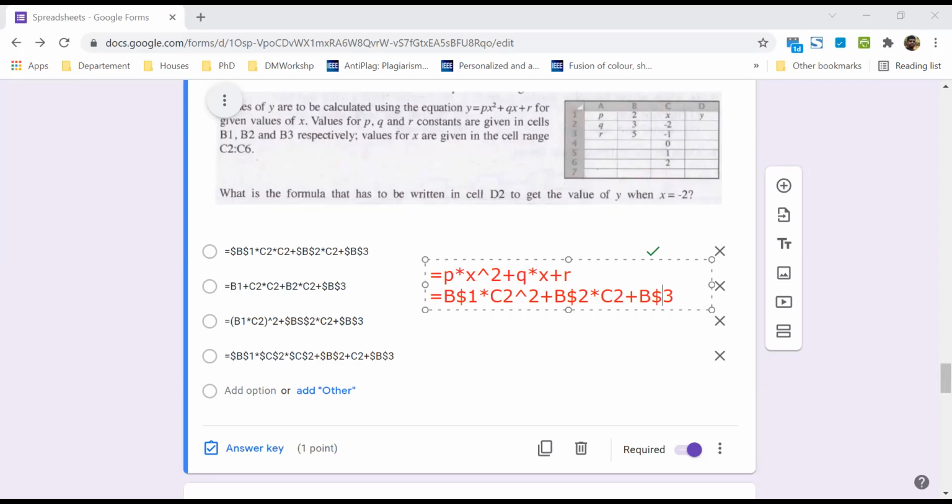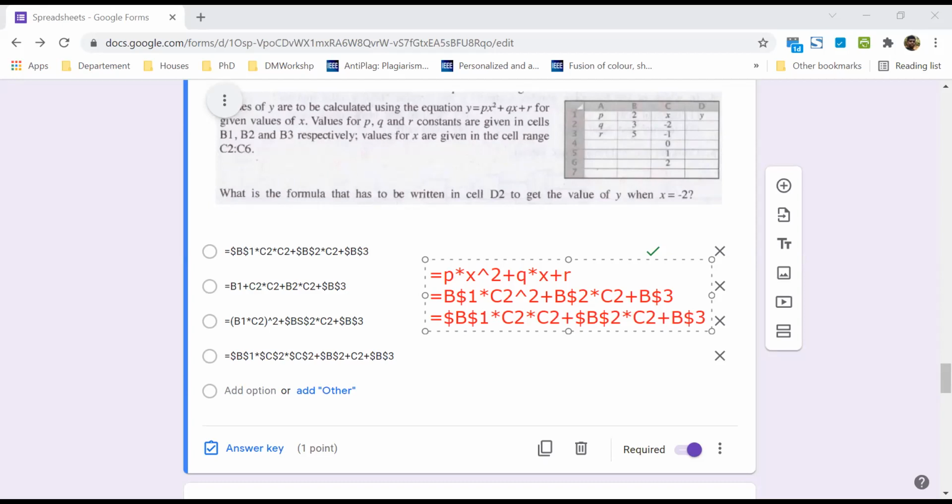So for example, in this particular case, we can rewrite this as C square. C square means we can say, okay, B$1 into C2 into C2 plus B$2 into C2 plus B$3. Now you see, there's no harm putting a dollar in front of B as well, because when you copy down, there is no change. So the easiest way is putting a dollar here as well.